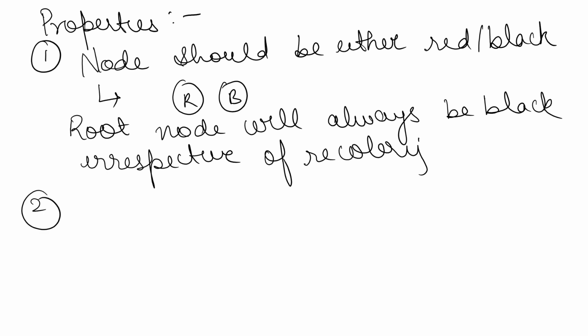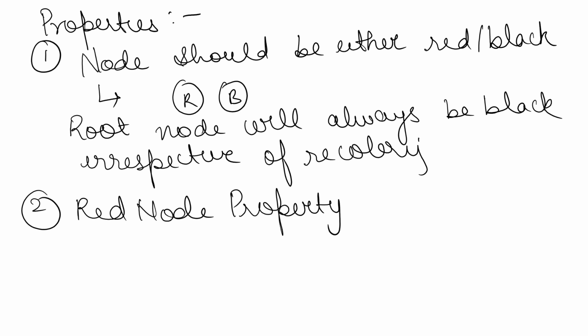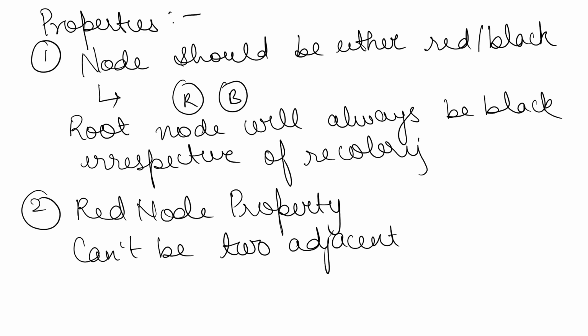Your second property is the red node property. The red node property states that there can't be two adjacent red nodes. We'll be doing some examples of insertion which will make this concept crystal clear.